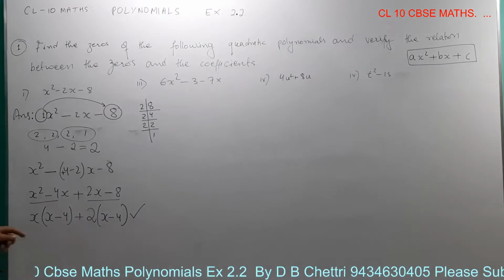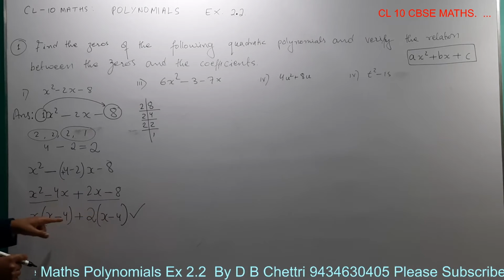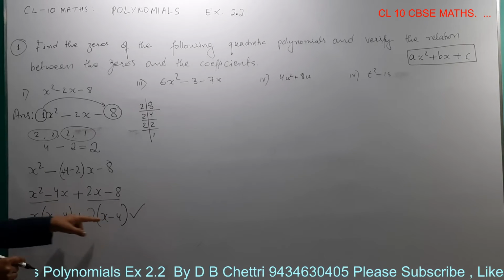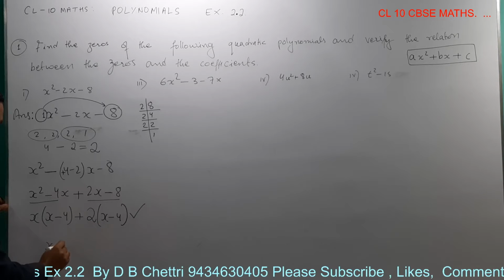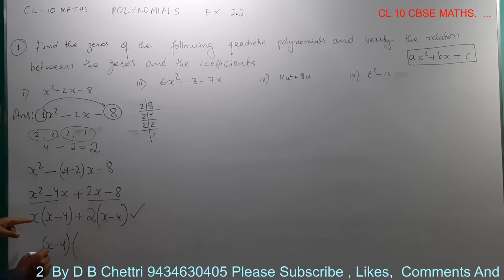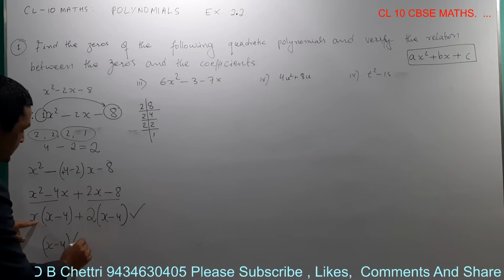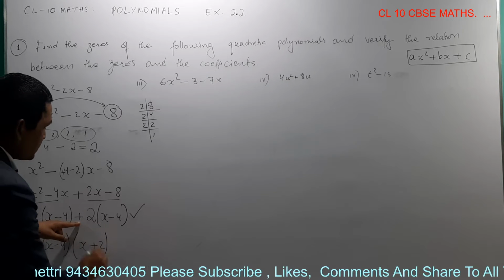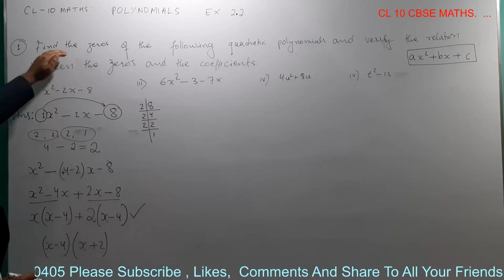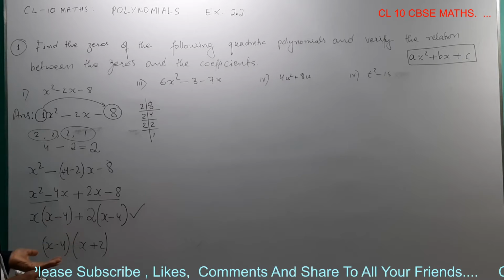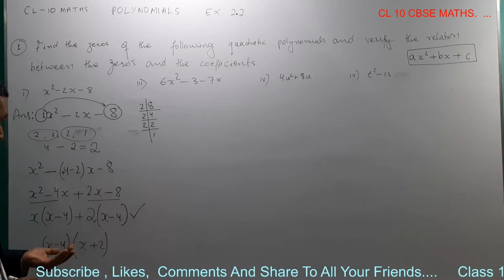Okay, then take this same term as common. What is the same? Here x minus 4 is the same. Take this as common. Then what is left from here? x, and what is left from here? 2. Okay, now factorization is complete. And the question asks to find zeros. Okay, to find the zeros, how to find the zeros?